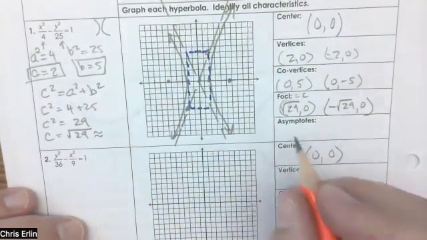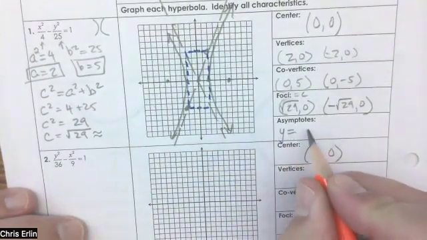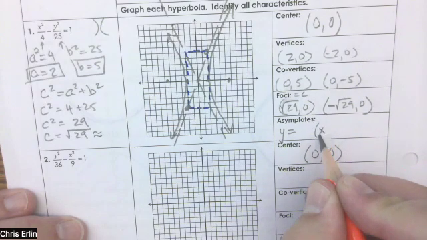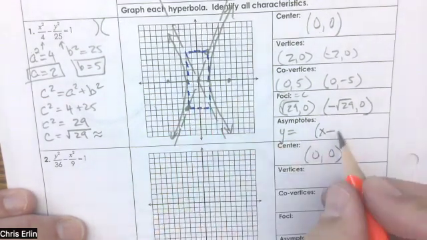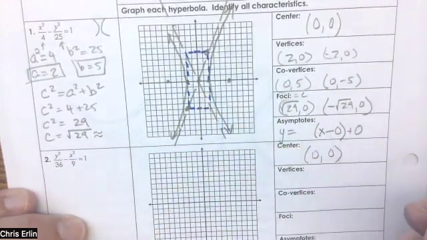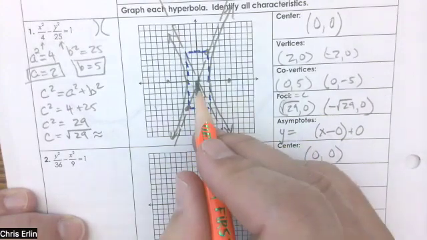Now, the equation of the asymptote is going to be y is equal to, let's leave this alone for just a second. And then it's going to be x minus, in this case, my center is 0, plus my y value is 0. What's my slope of this?